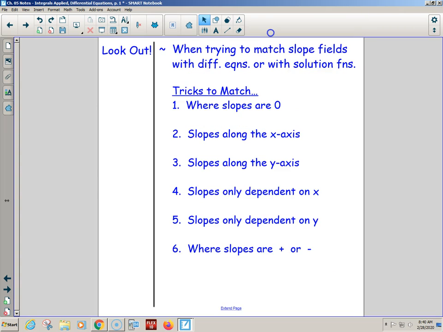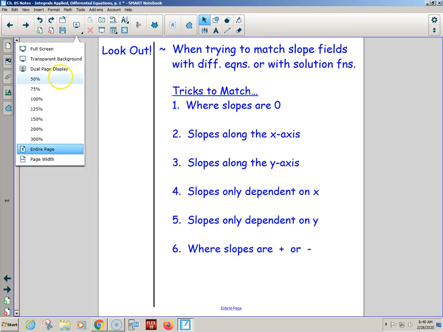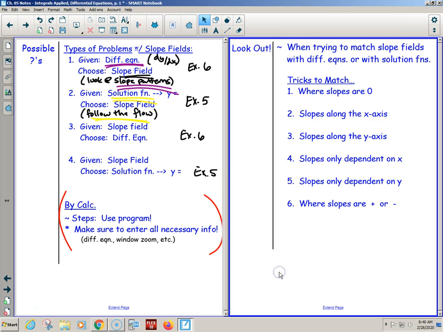So I'm going to dual page it, just in case you want to grab anything from the page before. But this is what I was talking about as far as verbalizing the clues. Where are the slopes 0? Look for where they're flat and ask, what's going on? And can I match the differential equation with that information? Look at where the slopes are positive. Look at where the slopes are negative. Look at where the slopes travel along the x-axis or along the y-axis. Think about what those things mean.